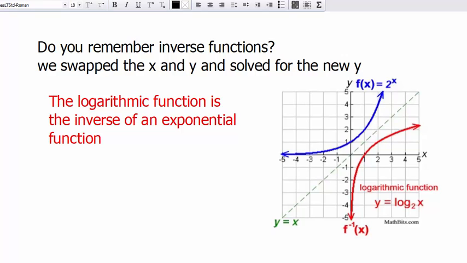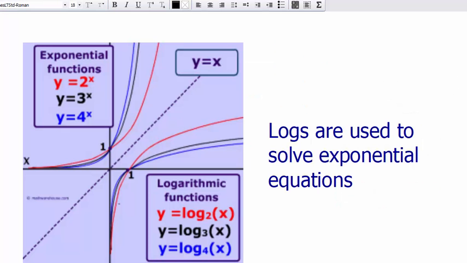We've already done inverse functions. What we did in finding an inverse function was we swapped the x and y's, we solved for the new y, and what we actually did graphically was flip the graph over this green line, y equals x. The logarithm is the inverse of the exponential function. So the blue one is the exponential, the logarithm is its inverse. So what we do is we use these logarithms in order to solve exponential functions.